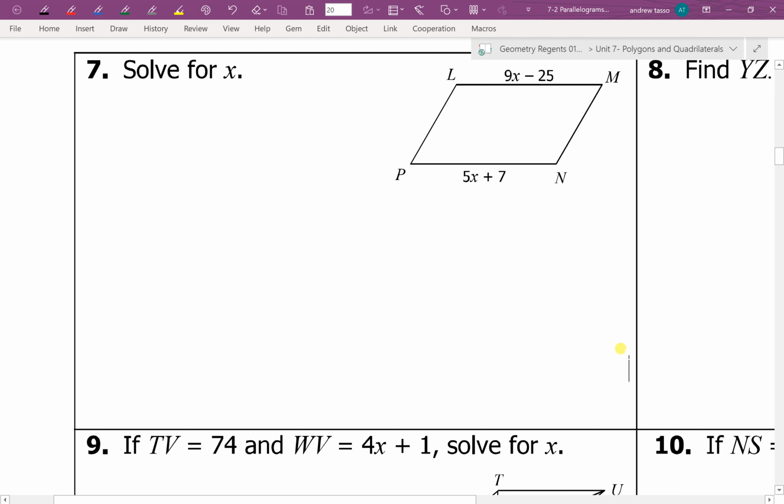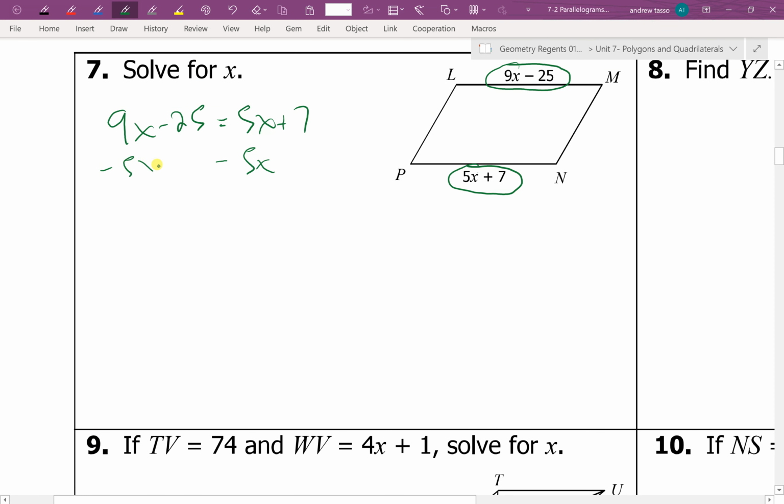Okay, next we'll look at some algebra-based questions around the idea of parallelogram properties. In this case, we're given an algebraic expression for each of these sides that are opposite from each other, and we know that opposite sides are congruent. So we can set these expressions equal to each other, right? Because they have to be the same number. So we set them equal, and then we solve for x.